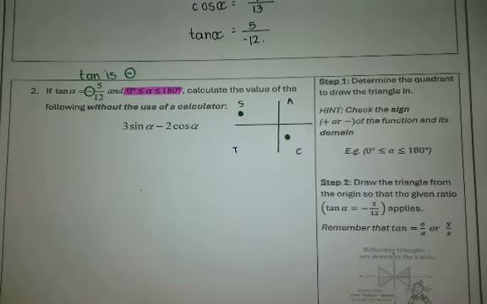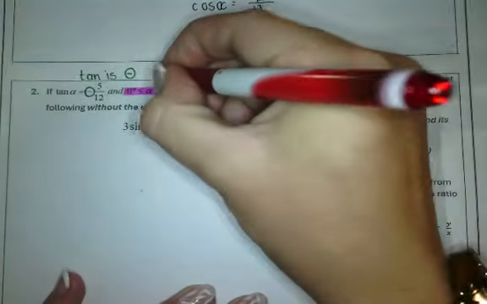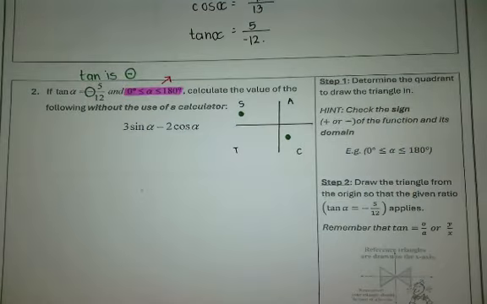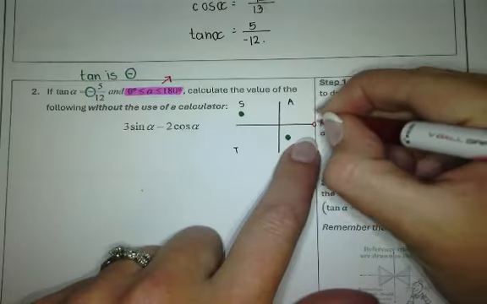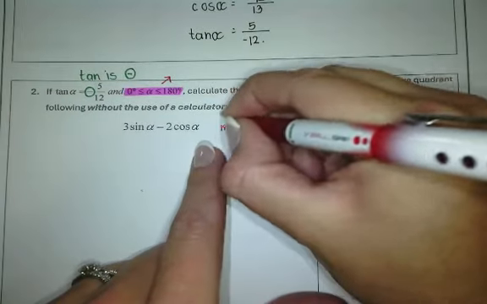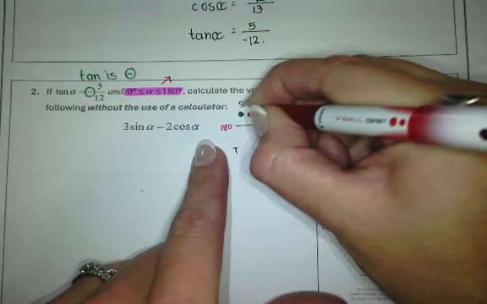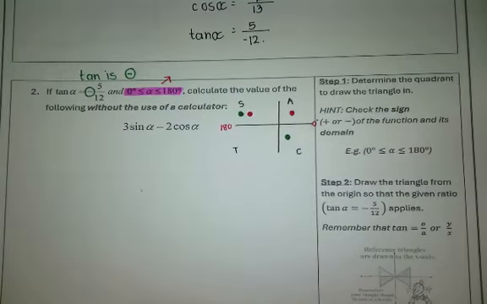Step 1 is to determine the quadrant to draw the triangle in. That's what we're busy doing. We're busy with step 1. What else do they give you? They tell you that it's between 0 and 180. Now, where is 0 to 180? Which quadrant is that? It's 0 to 180, that means it's here and here.